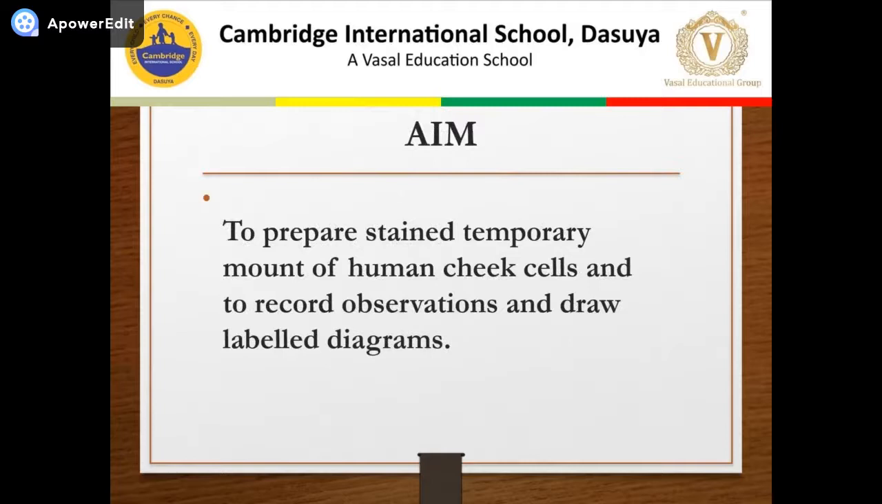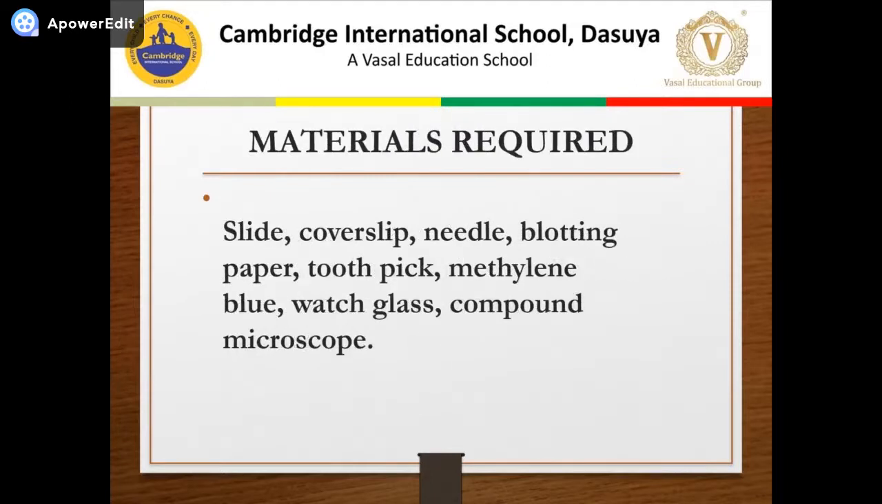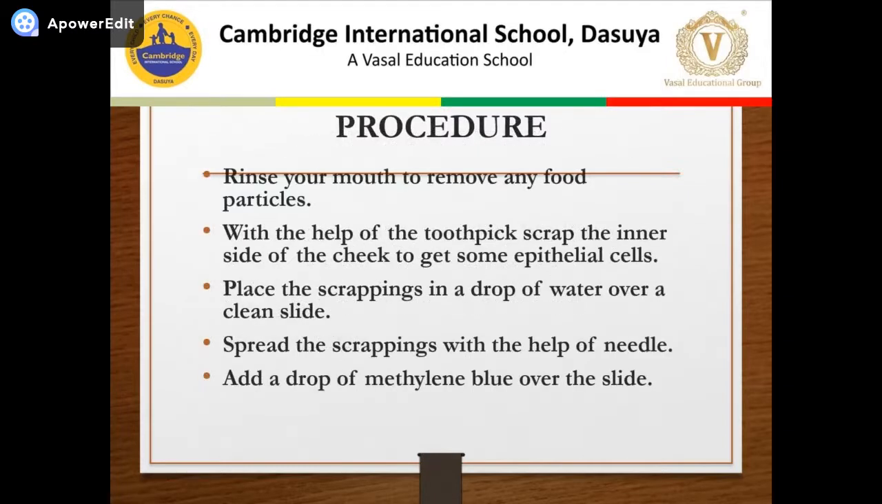Now we have to prepare a temporary mount of human cheek cells, record all the observations, and draw and label. What material do we need to perform this activity? We need a slide, cover slip, needle, blotting paper, toothpick, methylene blue, watch glass, and a compound microscope. Rinse your mouth to remove any food particles. With the help of a toothpick, scrape the inner side of the cheek to get some epithelial cells. Then place that scraping in a drop of water over a clean slide. Then spread it with the help of a needle. Then add a drop of methylene blue over the slide.